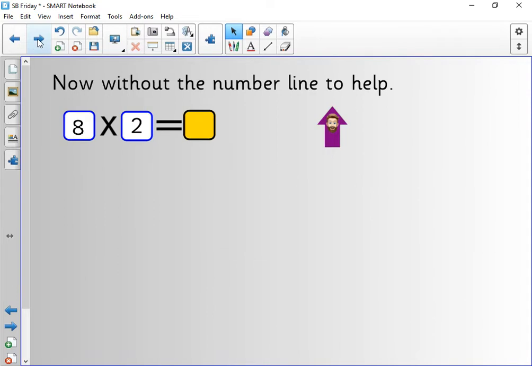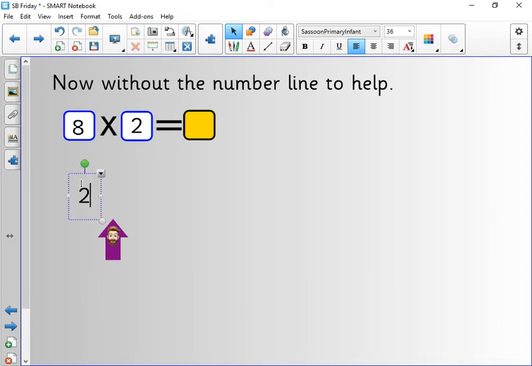Right. Now, without our number line to help us, so we're going to have to write the jumps of 2. Okay? So let's read this calculation together. 8 multiplied by 2 equals. Now, even if you are shouting out the answer, I still want you to have a go with this strategy, please. So I'm going to write my jumps of 2.